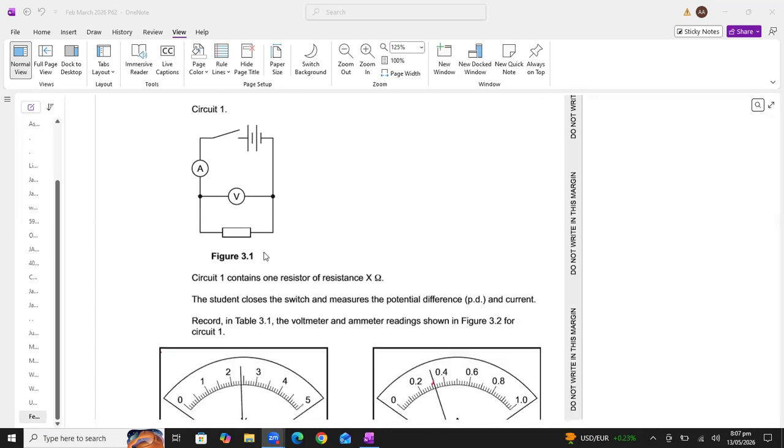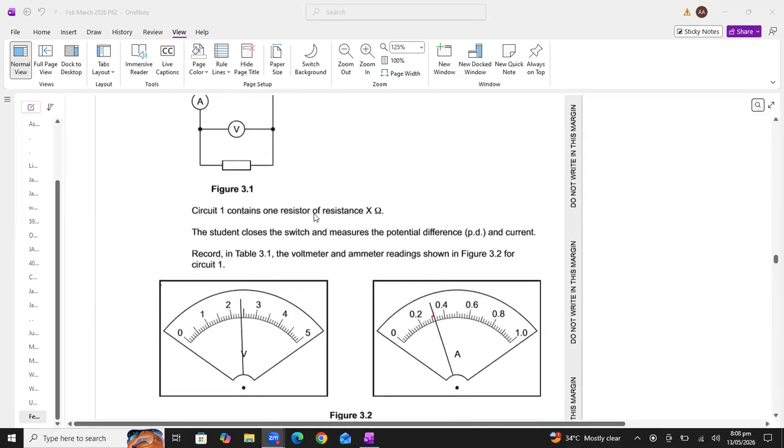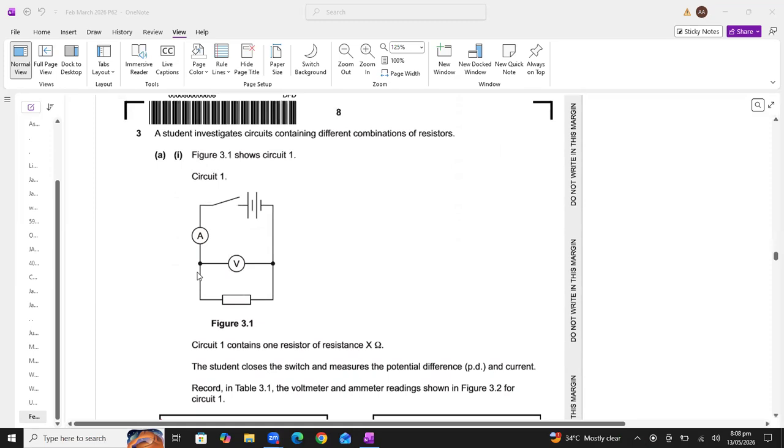So you can see, students, this is circuit 1. This is a battery and a switch. An ammeter is connected in series. A voltmeter is connected in combination with this resistor. Now they are saying circuit 1 contains one resistor of resistance X ohm. So resistance is not given. In this question, the resistance is unknown, which is X ohms.